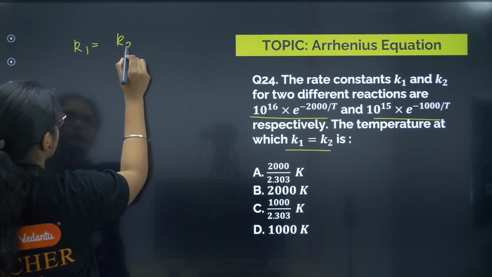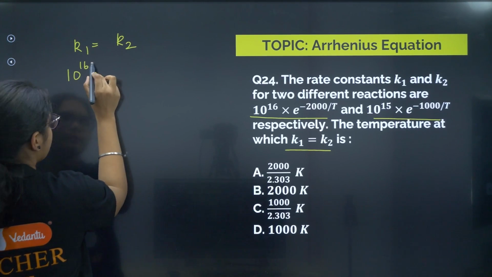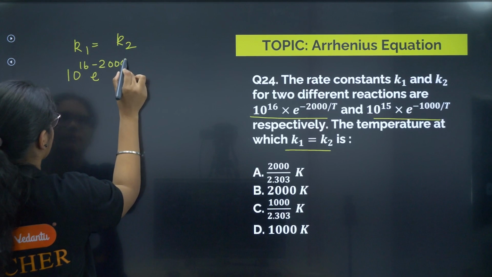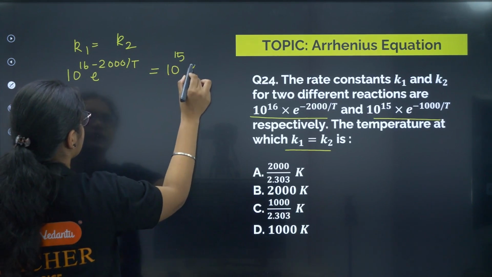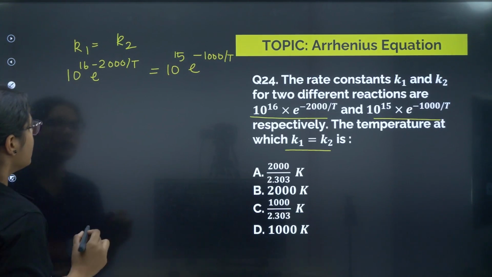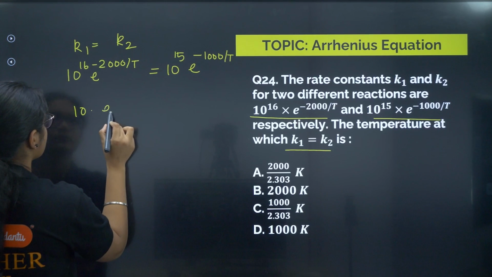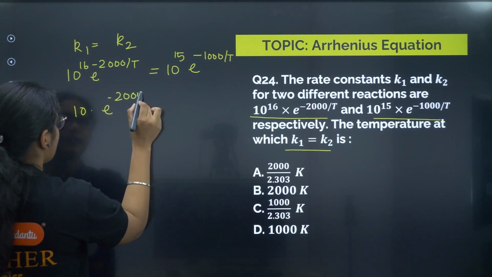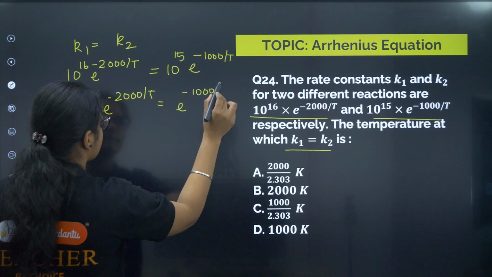K1 is equal to K2, and K1 given to you is 10 to the power of 16 e to the power of minus 2000 by T, and that will be equal to 10 to the power of 15 into e to the power of minus 1000 by T. Okay. Now, we can cancel 10 here. So I'll get 10 e to the power of minus 2000 by T is equal to e to the power of minus 1000 by T.